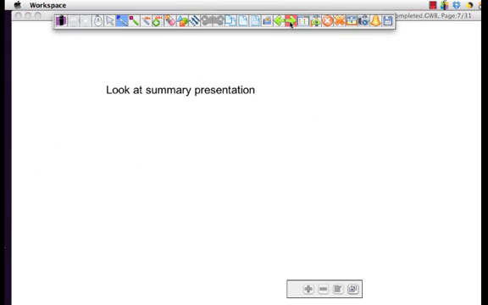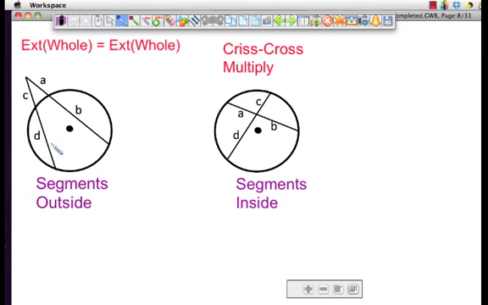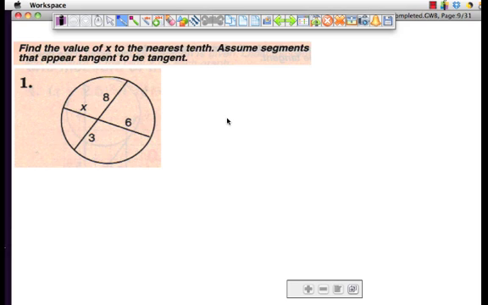All right, so in summary, just remember that when the segments are outside, it's the exterior times the whole. When the segments are inside, it's each piece multiplied together: A times B equals C times D. So you have a few examples on the bottom there. Let's do some of them quickly and skip some. Just remember to be looking for the 4 separate pieces. When they're on the inside, the rule is to crisscross them. And you're going to get really used to seeing that.